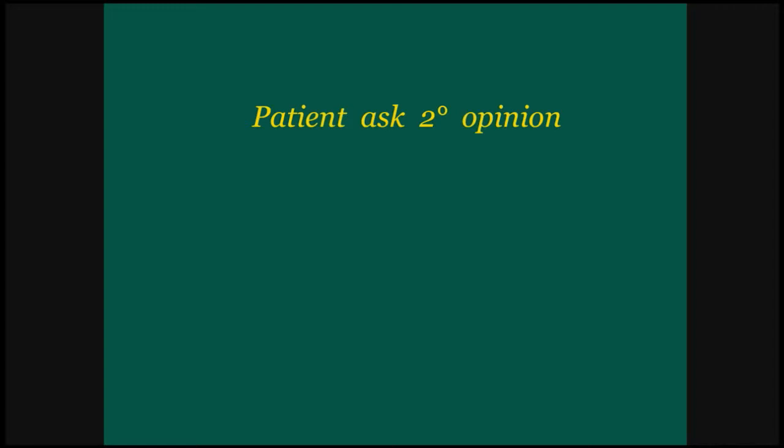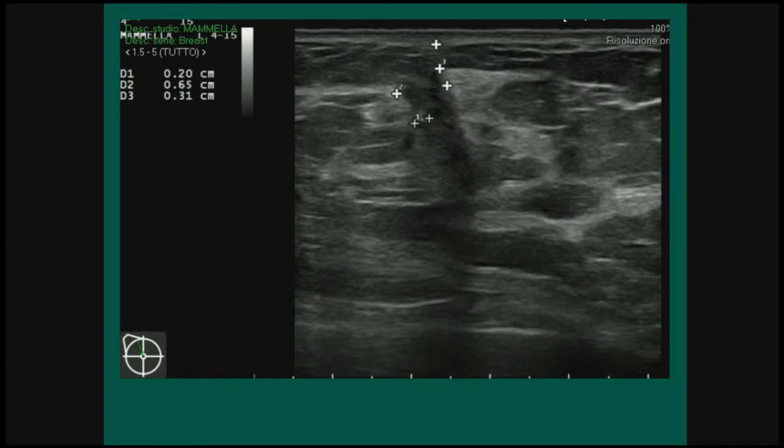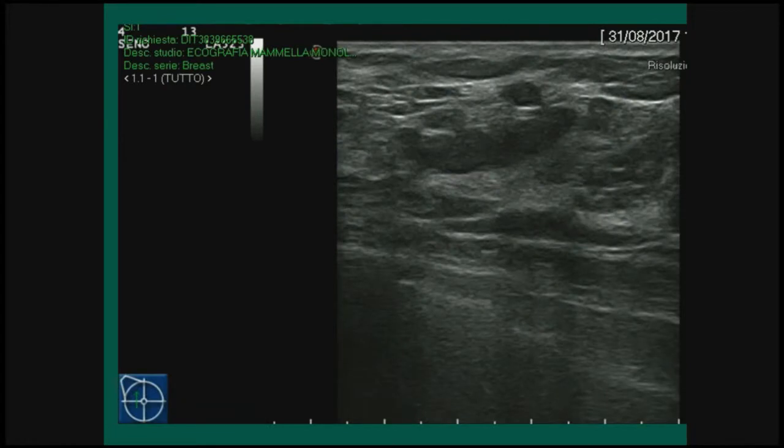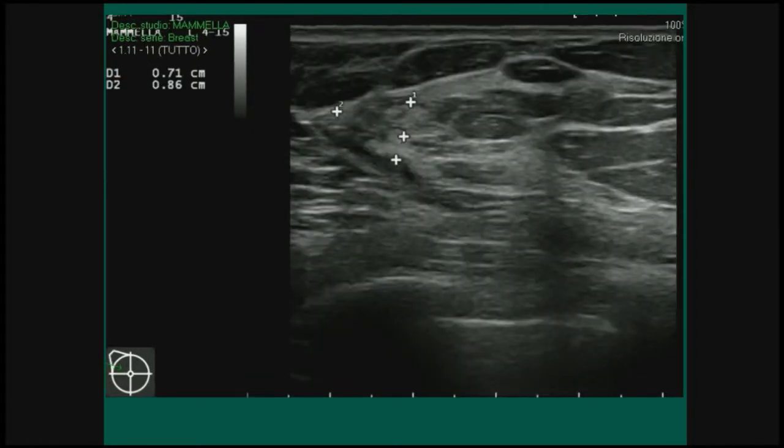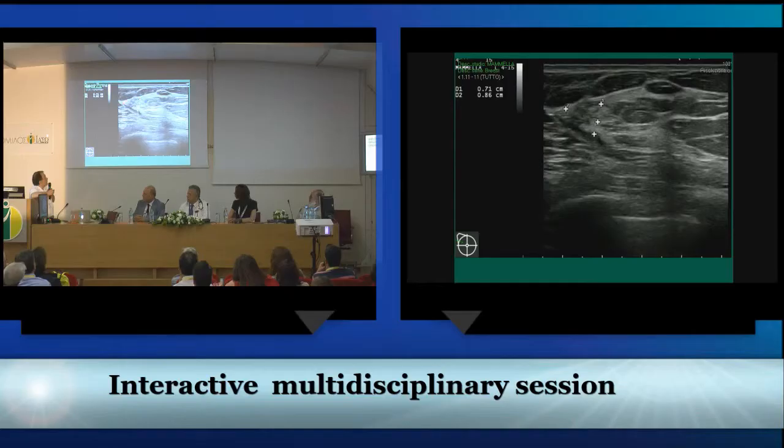So the patient asked for a second opinion, and it gave a new ultrasound examination. You can see here the tract of the VAB. You can see here a small lesion in anti-radial scan in the superficial layer. You can see here another in a deeper layer of the tissue at 9:30 o'clock, not a small lesion, and here another alteration of the tissue.